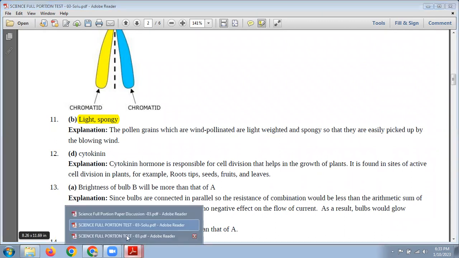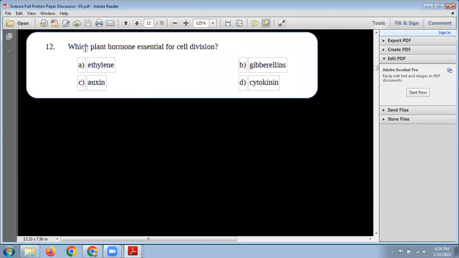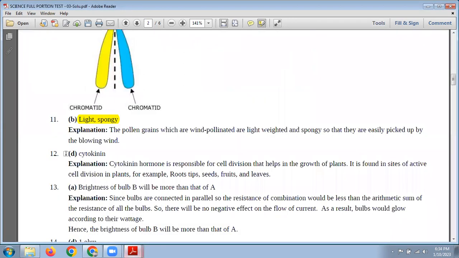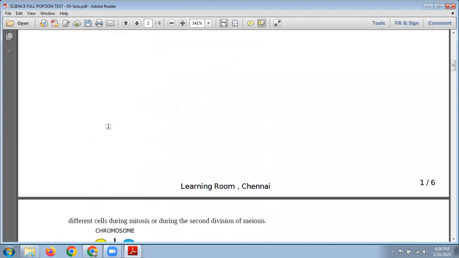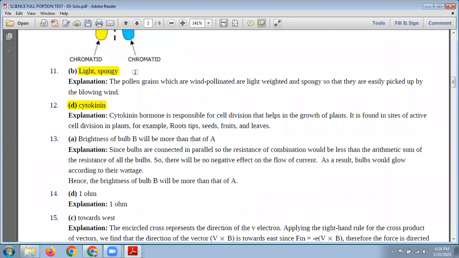The next question is, Question number 23 is the next biology question. No, even this is 12, after 12. So 12 is also a biology question. Which plant hormone is essential for cell division? It is cytokinin. There are different phytohormones, so cytokinin is for cell division. So these are all the four questions from the multiple choices: vegetative propagation, centromere, light and spongy pollen grains, and the phytohormone cytokinin.